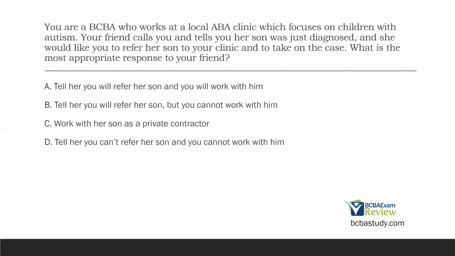C, work with her son as a private contractor. Well, definitely don't do this, right? Because now you're very much in that dual relationship conflict of interest territory. We want to avoid working with him at all. And then D, tell her you can't refer her son and you cannot work with them. No, again, you can refer her son. Totally fine. We want to help as many people as we can. You just have to avoid dual relationships and ethical violations. So it's going to be B, tell her you will refer her son, but you cannot work with him.